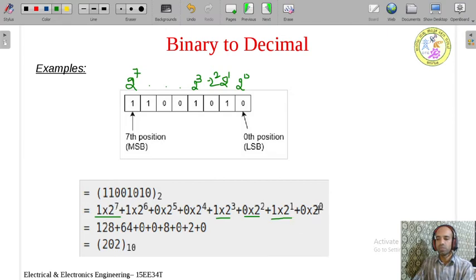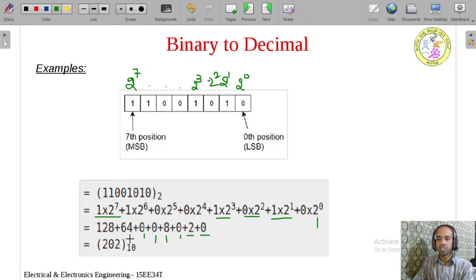What is the value of 2 power 0? 2 power 0 is 1. 1 into 0 is 0. 2 to the power of 1 is 2. 2 into 1 is 2. No need to consider this one because 0 is there. 0 into anything is 0. 2 power 3 is 8. 8 into 1 is 8. 0 into anything is 0. 0 into anything is 0.